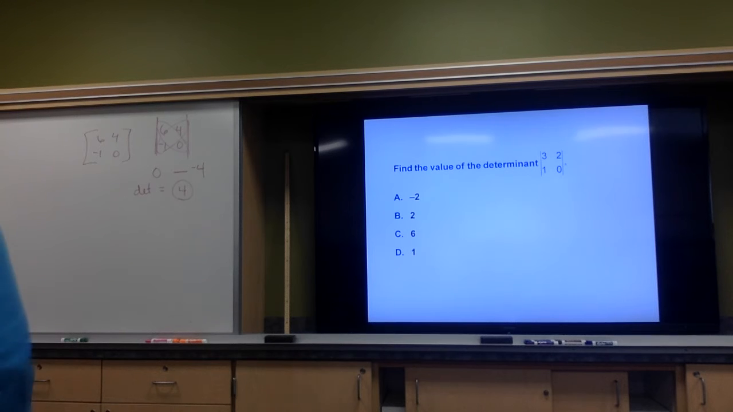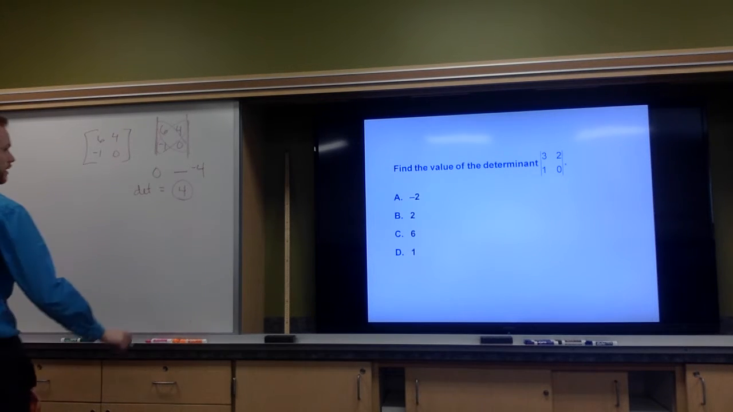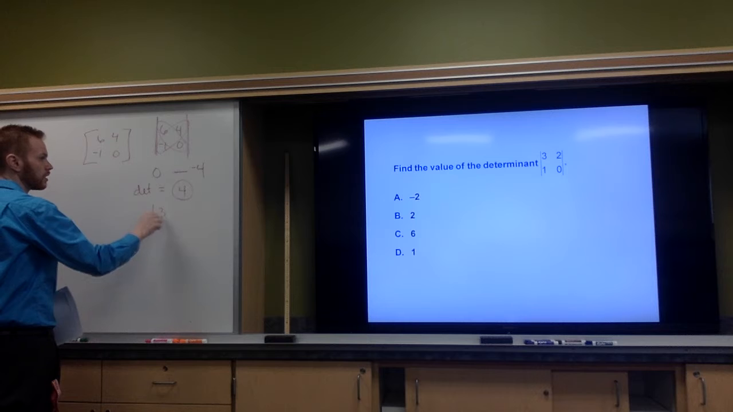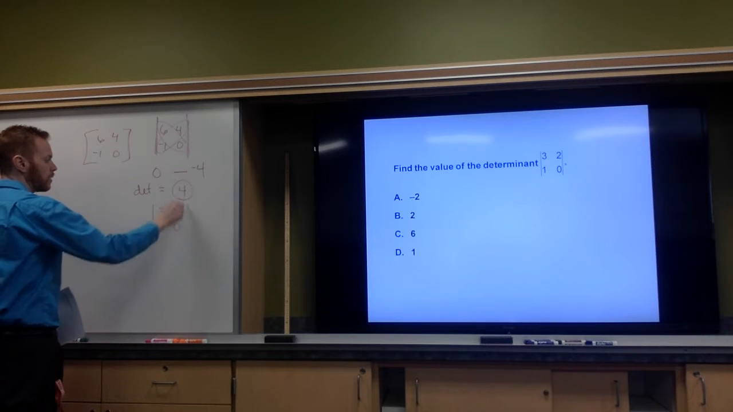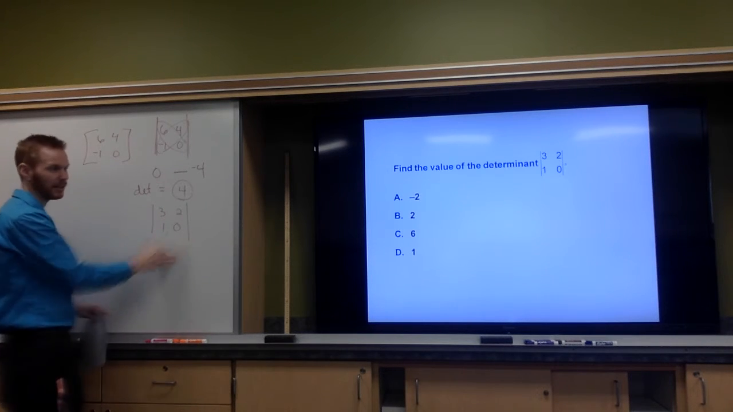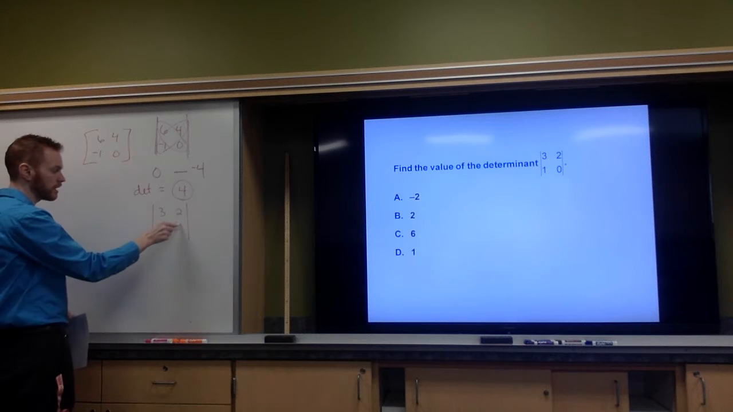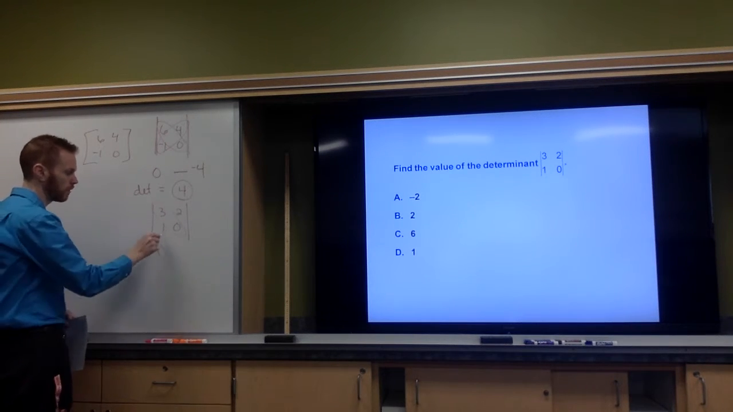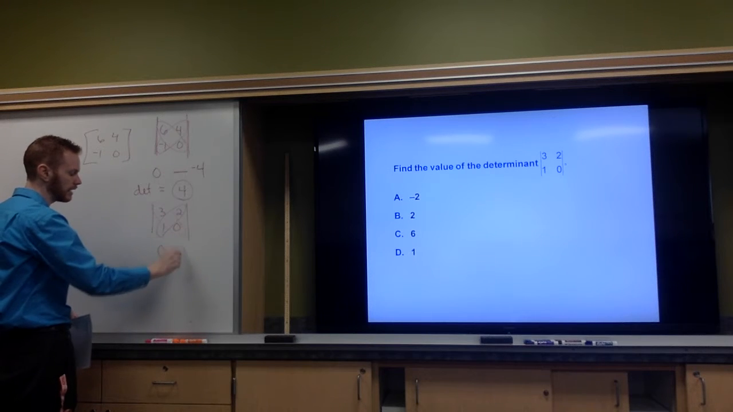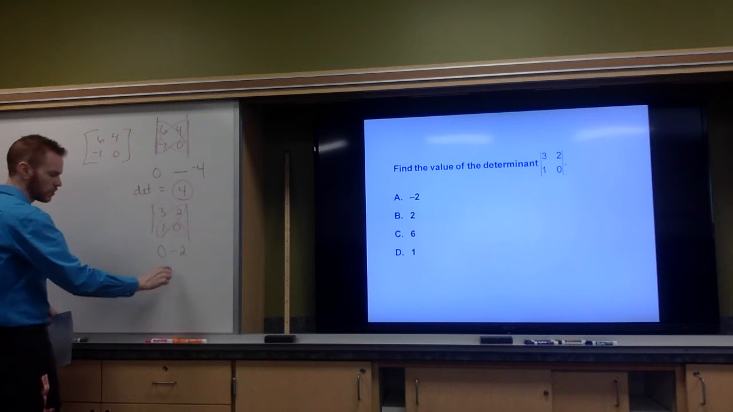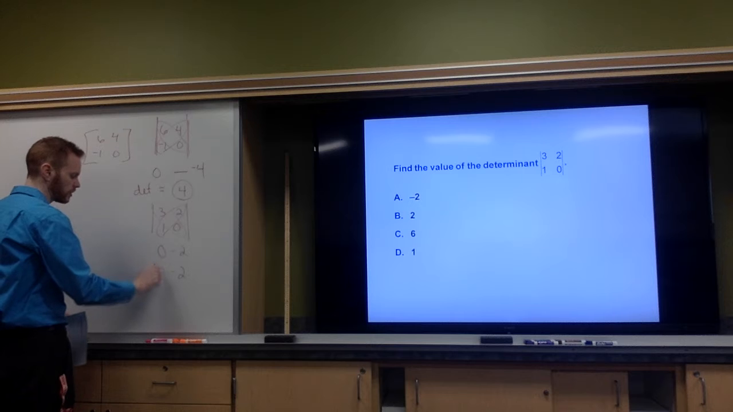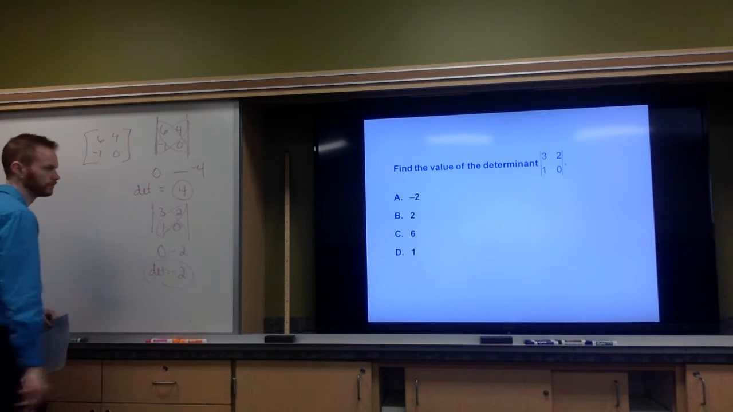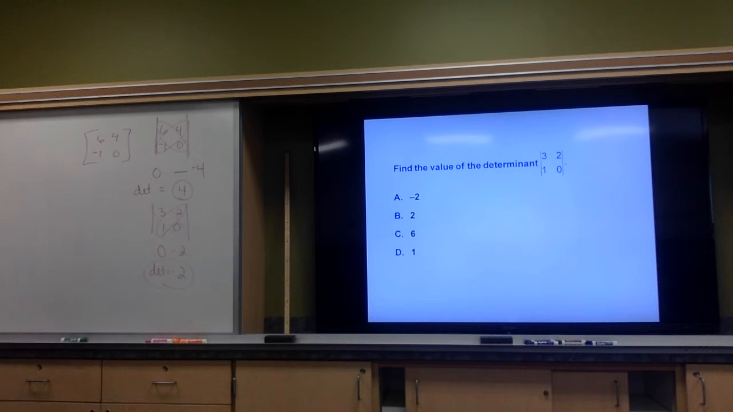Let's do the next one. Find the value of this determinant. So here's my matrix. I know I'm trying to find the determinant because of the lines here. So I'm going to do the same thing. I multiply these two together, I get 0. Multiply these two together, I get 2. If I subtract both of them, the determinant is going to be negative 2 for this matrix. So option A would be the correct answer.